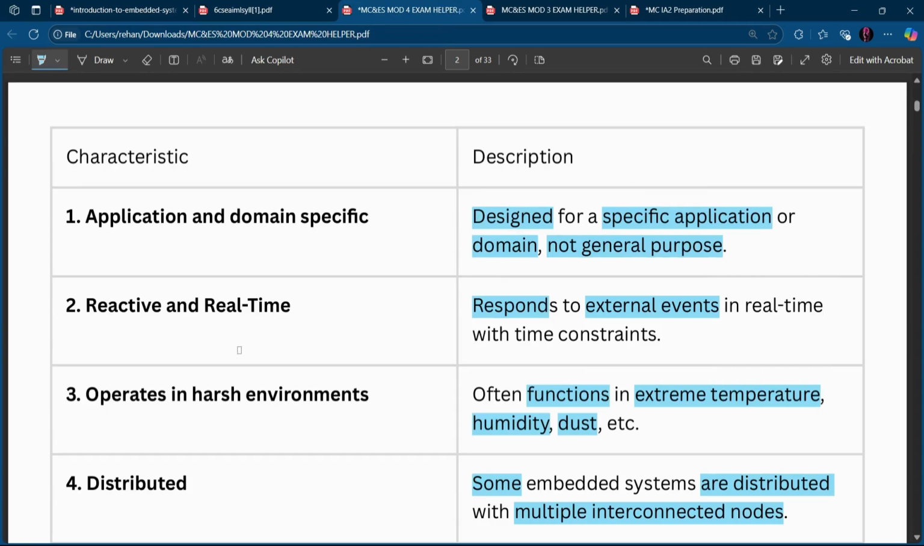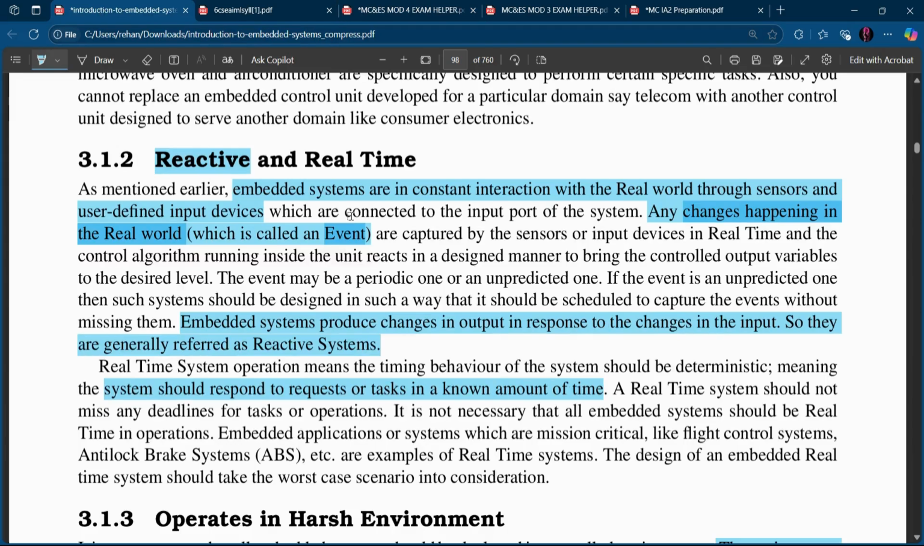Reactive and real time: the system responds to external events in real time with time constraints. So you understood they are reactive. What is the meaning of reactive? If the input changes, the output changes. So it responds to real-time events. What are the real-time events? They are nothing but the data collected by the sensors. It's mentioned over here.